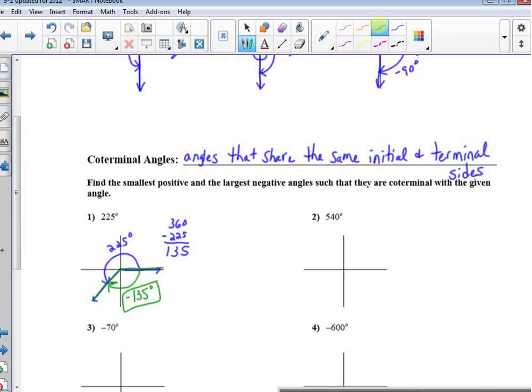Now to find another angle that has the same beginning and ending, I'll redraw it. So here's my 225.